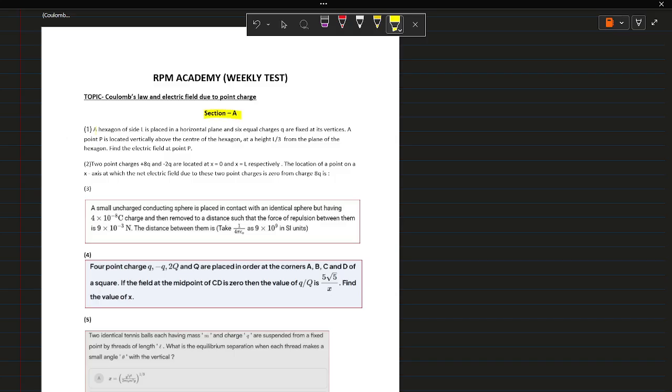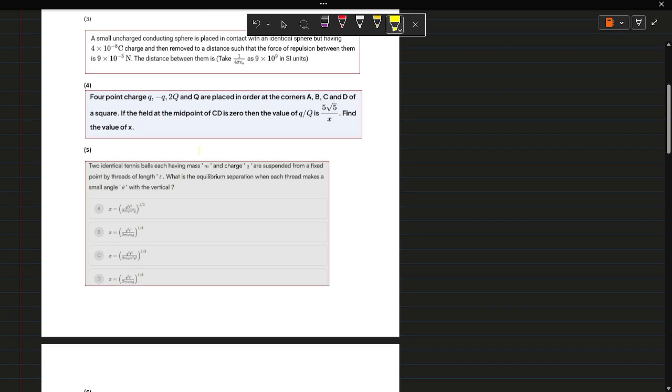The first question was there is a hexagon placed in a horizontal plane and there are six equal charges. Two are fixed at its vertices. A point P is located vertically above the center of the hexagon, at height L by 3 from the plane of the hexagon. Find the electric field at point P. Now, this question needs a 3D visualization, because the point is basically above the plane of the hexagon, right?